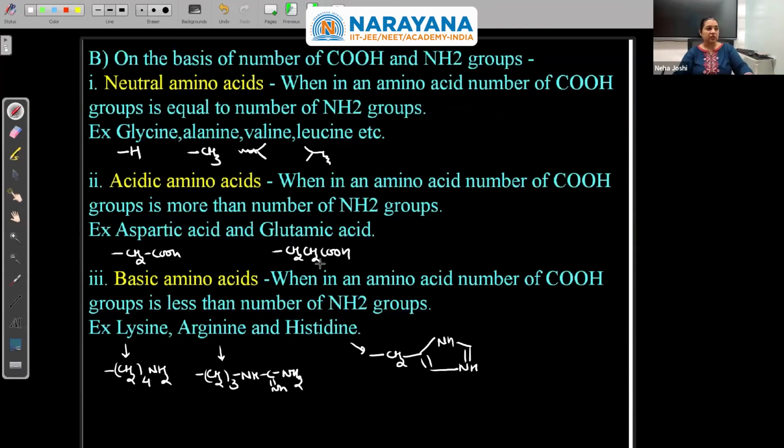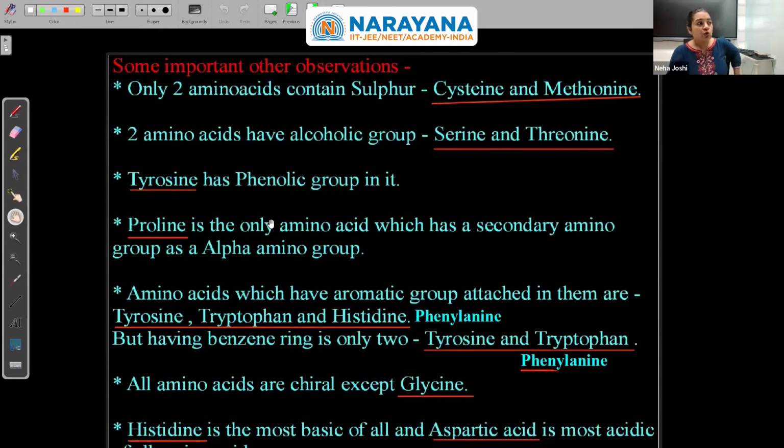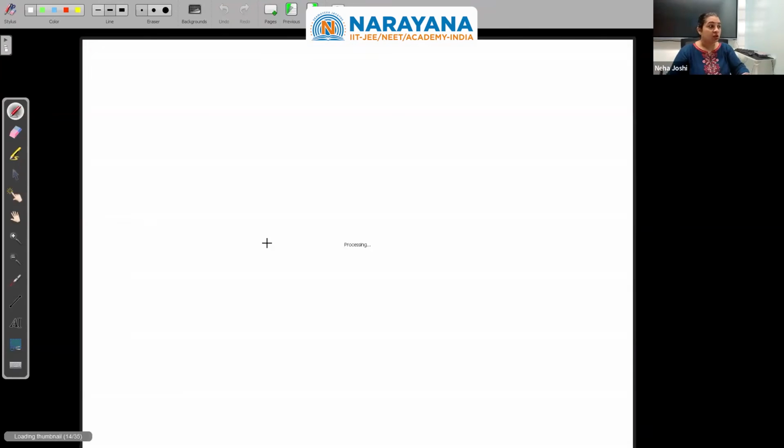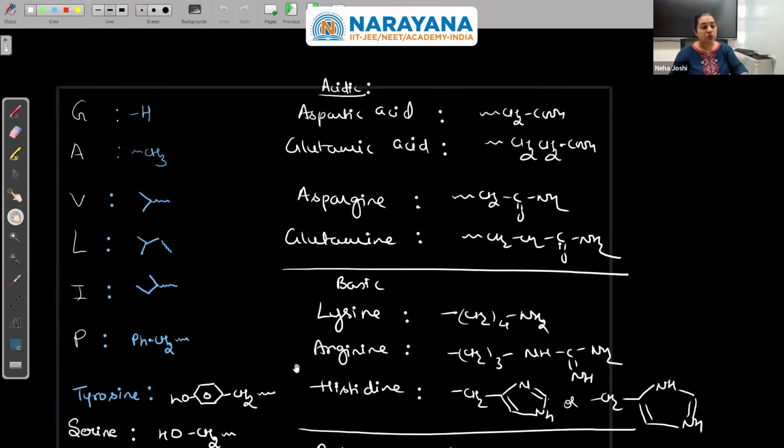This was histidine. Some important other observations, like what type of properties there are and how they can be asked. So only two amino acids have sulfur. One is cysteine, one is methionine. Cystine, which is a dimer of cysteine, is usually not considered a separate amino acid. Cysteine was CH2SH and methionine was CH2CH2SMe. Right? Let us check again, because there is always a scope of forgetting. Okay, let's find where our cysteine is. Cysteine CH2SH, methionine is CH2CH2SMe.